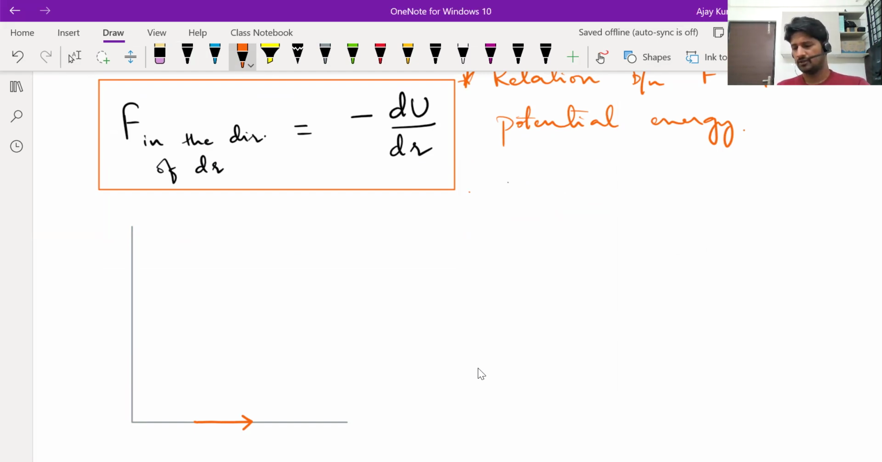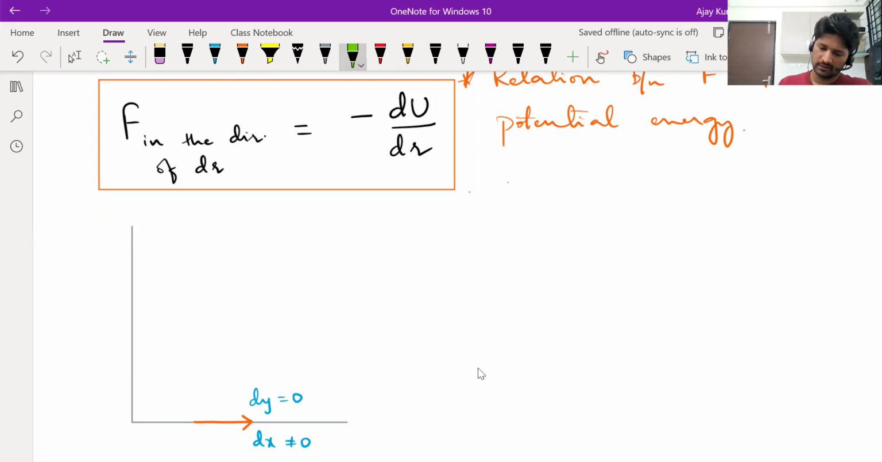Yusuf, what do you say? If an object is moving along the x-axis, so 0? 0, correct. It's not moving in the y direction, no? So for this kind of displacement, you can say dy is 0, dx is non-zero.